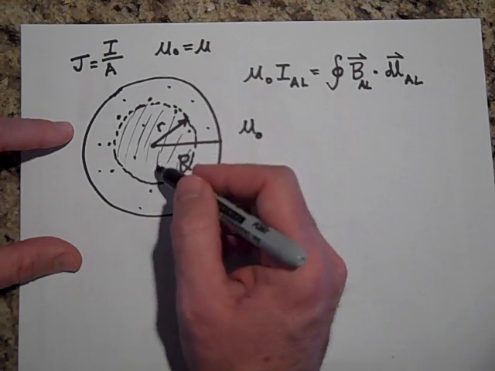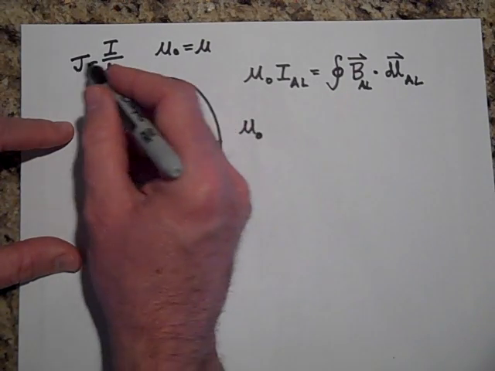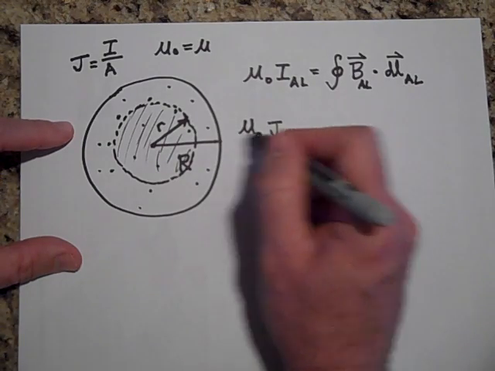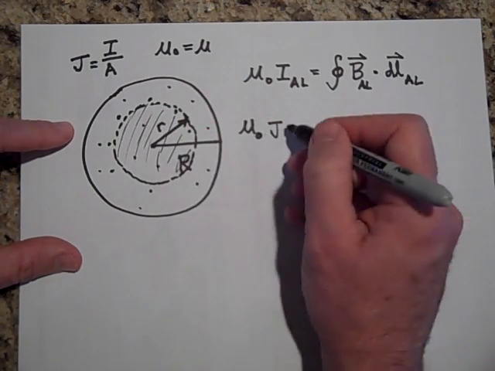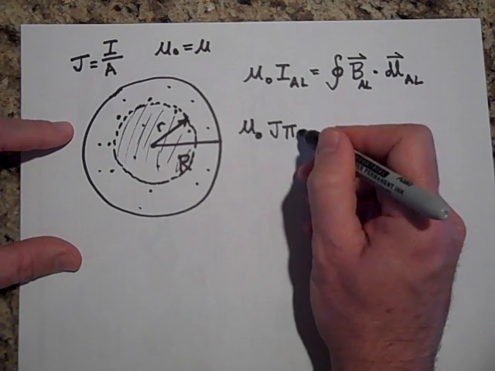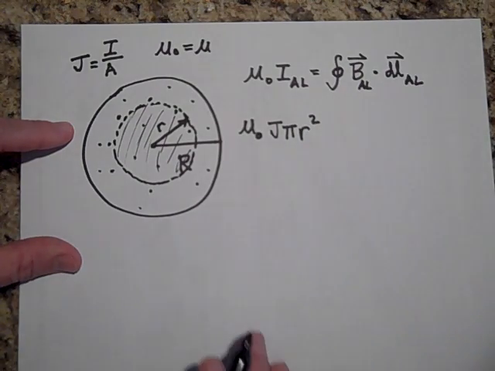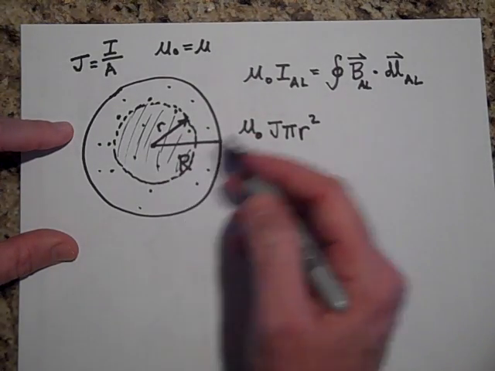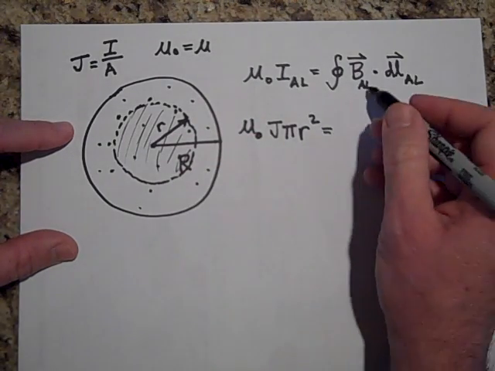So the I is going to be just J times the area, this area. So it's going to be J times this area. So pi times little r squared. You see how that gives me the I through the Amperian loop? That's equal to B dot dl.